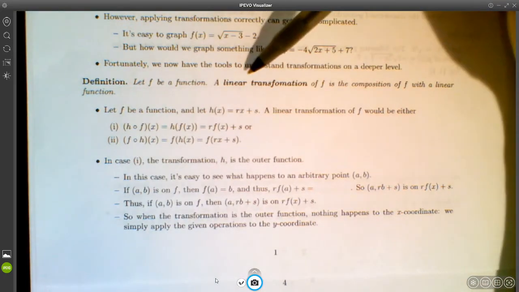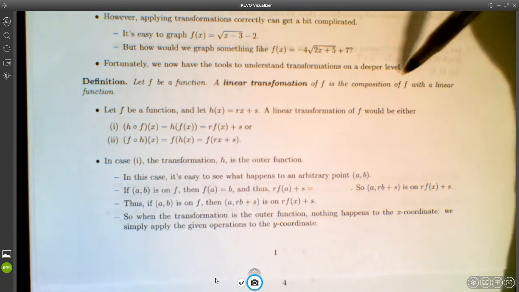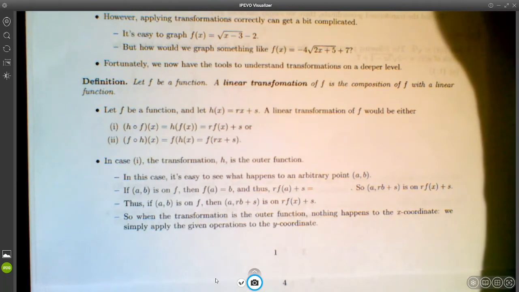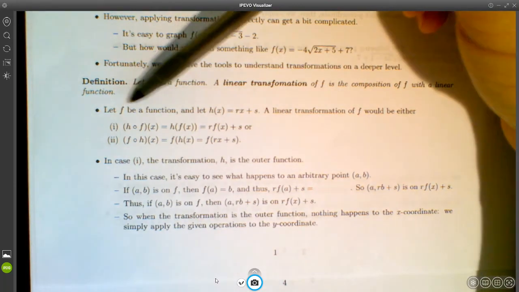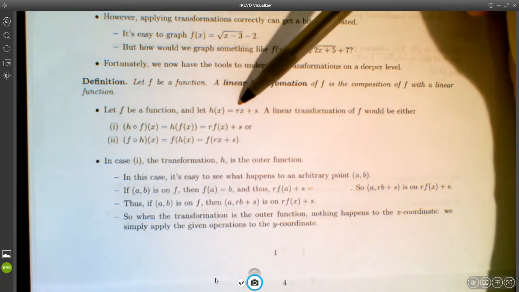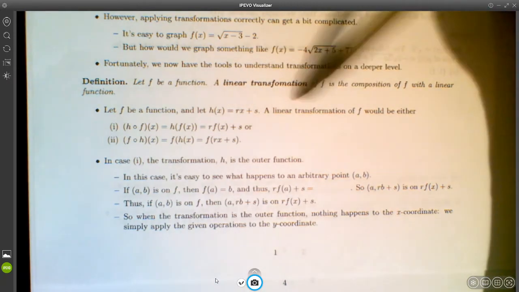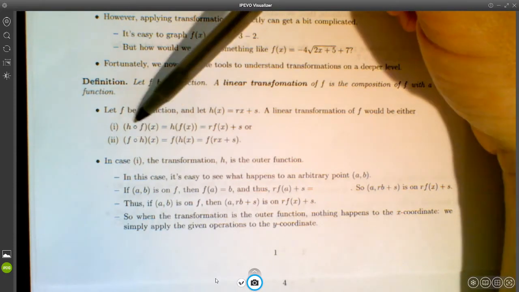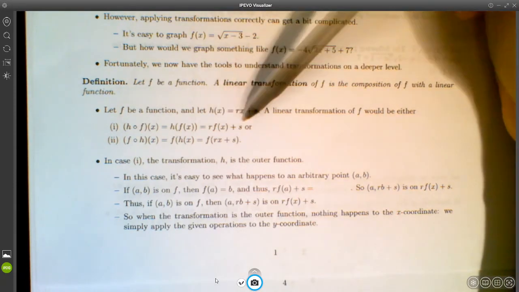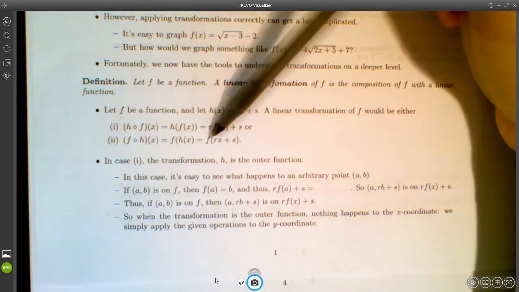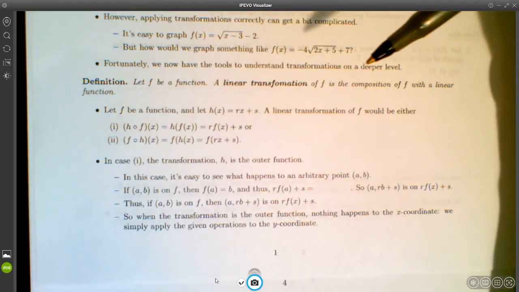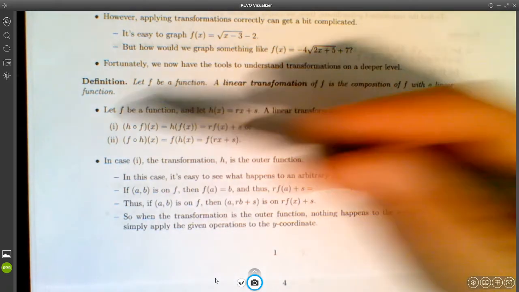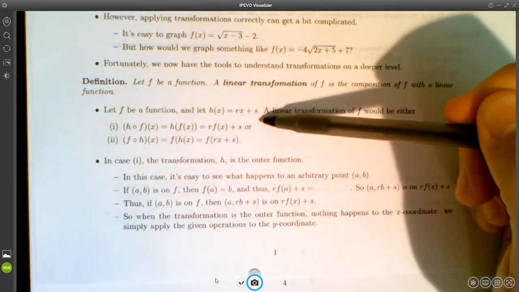Let f be a function. A linear transformation of f is a composition of f with a linear function. The composition could be on the inside or on the outside or both. So for example, let f be a function and let h of x be rx plus s. A linear transformation of f would be either h of f or f of h. H of f would be r times f of x plus s. F of h would be f of rx plus s.